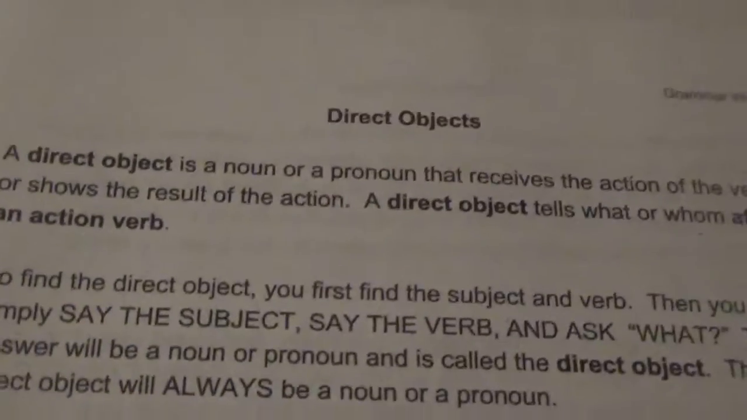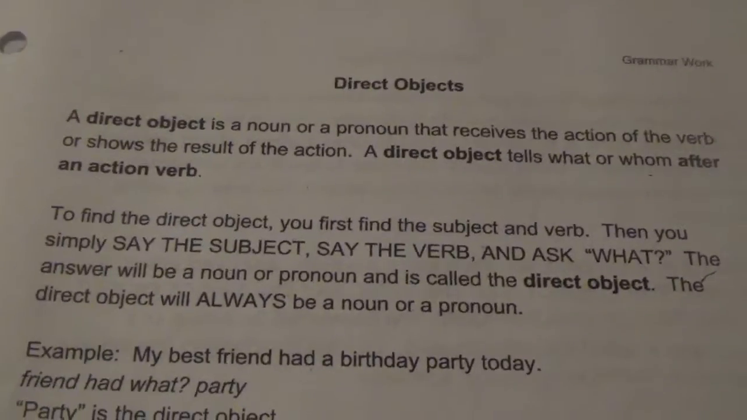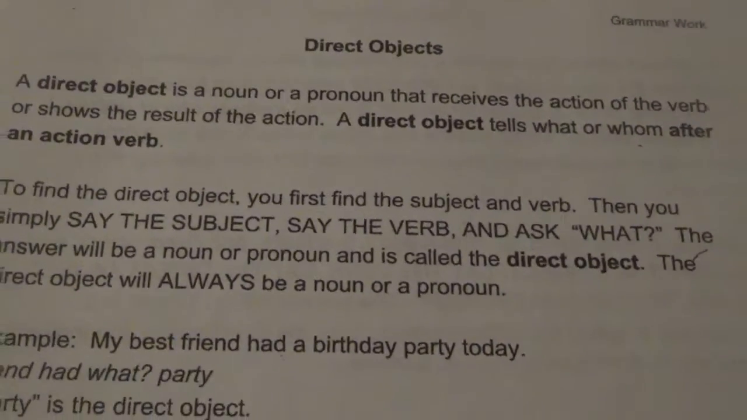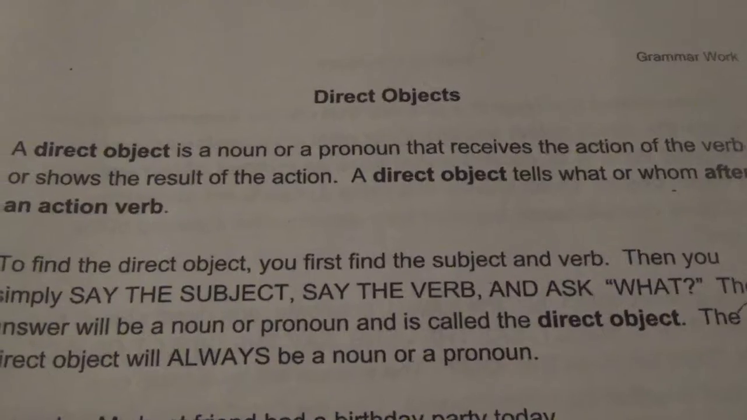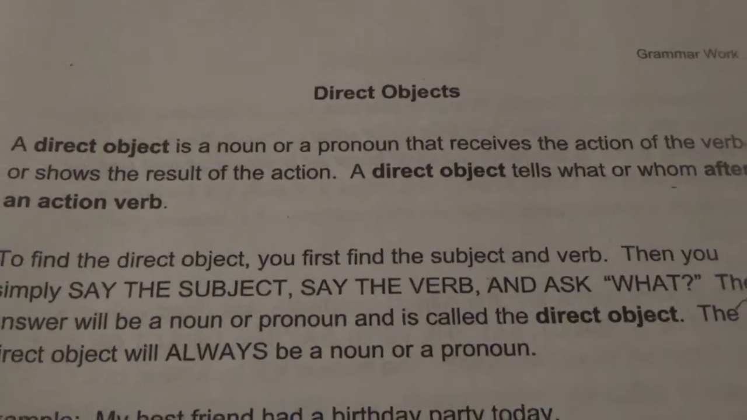Okay, so let's move on now to talking a little bit about direct objects and indirect objects. So a direct object, and these notes will go on Google Classroom. If you were in my class last year, you'll already have this in your binder. If not, you can print it and put it in the grammar notes section. A direct object is a noun or a pronoun that receives the action of the verb or shows the result of the action.